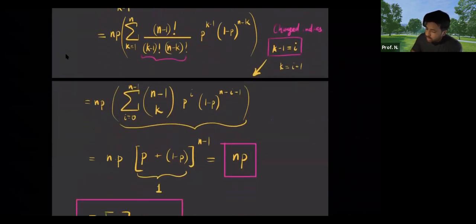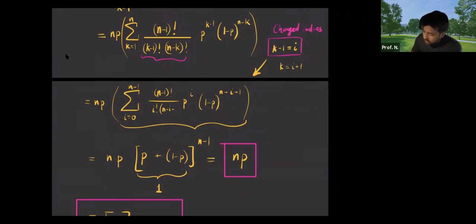So when I do that, the k minus 1 equals i, right? The k equals 1 becomes i equals 0. The n here becomes n minus 1. And let me rewrite this. This becomes n minus 1 here, okay. Then on the bottom here, k minus 1 is i. So this becomes i factorial. And then n minus k here is n minus i plus 1, minus 1.